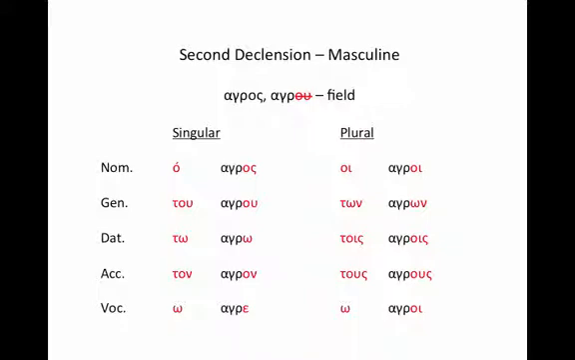So if you look at this, the nominative is ho agros, the genitive tou agrou, the dative tō agrō, the accusative ton agron, and the vocative ō agre. Then in the plural, the nominative is hoi agroi, the genitive tōn agrōn, the dative tois agrois, the accusative tous agrous, and the vocative ō agroi.